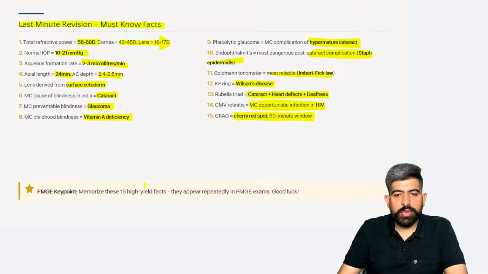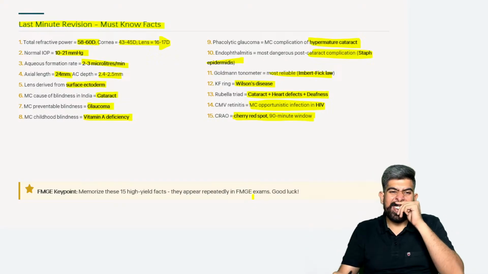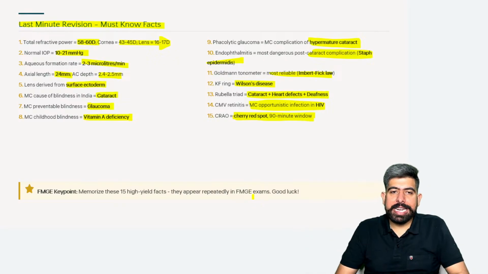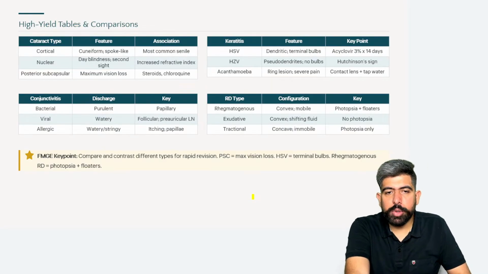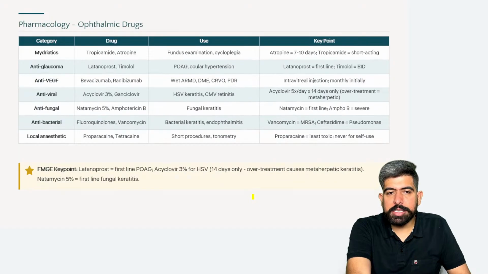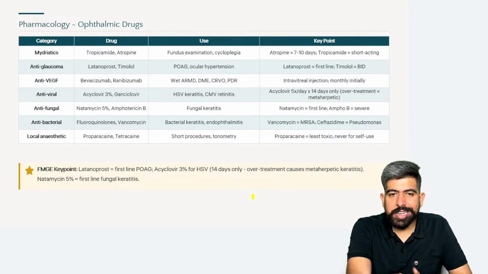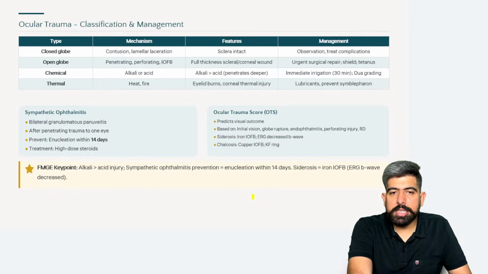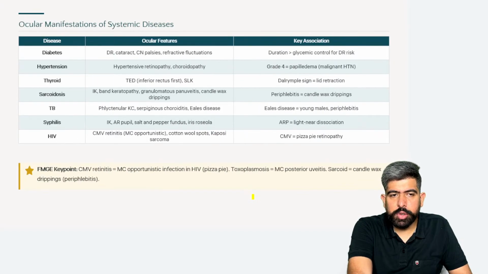So memorize these 15 facts very well, as they appear repeatedly in FMG exams. That's why I concluded all of this into last minute revision facts. Also, I will share this PDF with you. All the high yield comparisons, the important signs of ophthalmology, the ophthalmological drugs in one format, systemic drugs, traumas, and the tumors related to it, I have already posted over there.